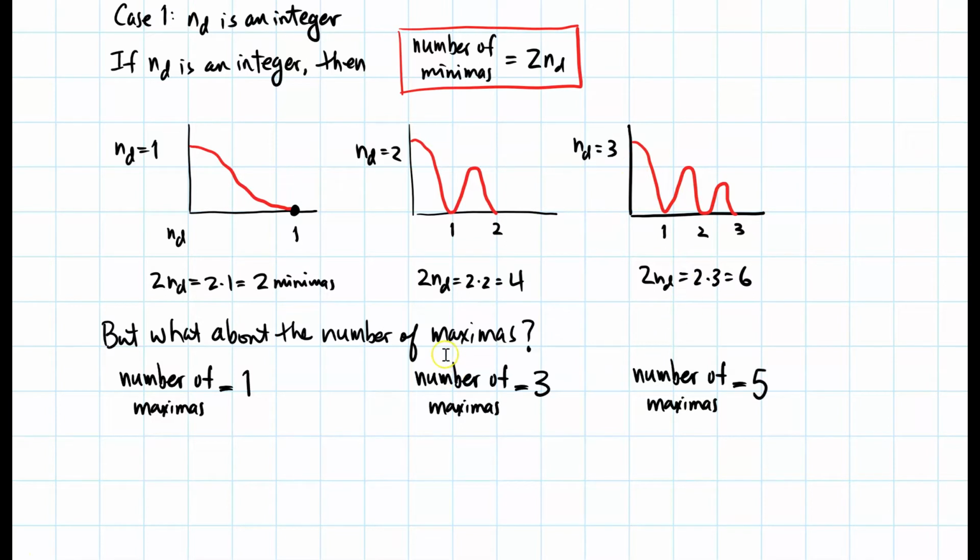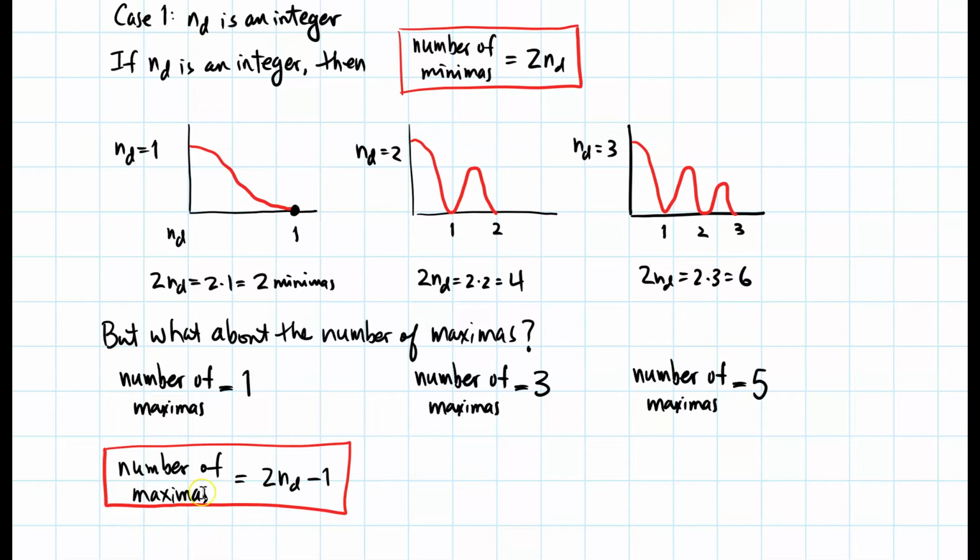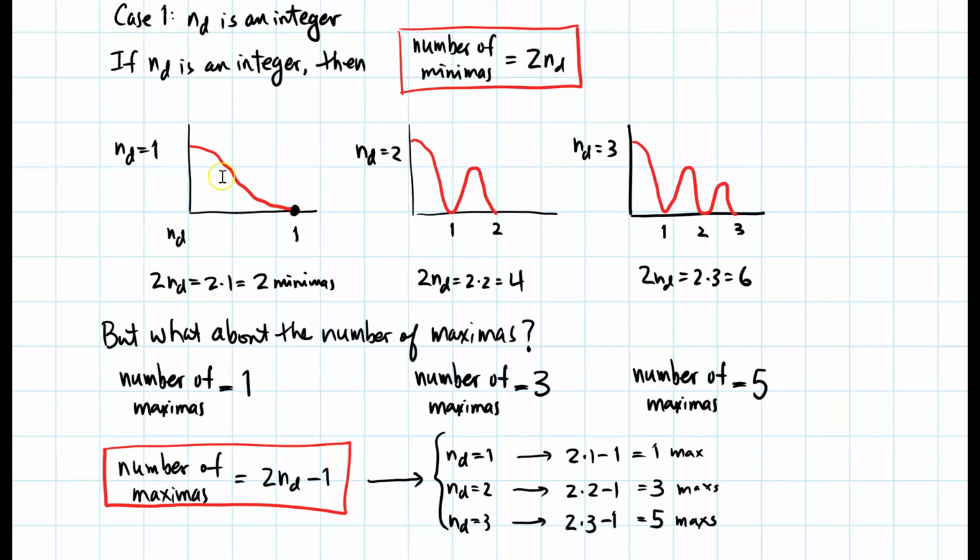So look at the pattern now. If I have 2 minimas, I have 1 max. If I have 4 minimas, I have 3 maxes. If I have 6 minimas, I have 5 maxes. Therefore, I can write this in summary. The number of maximas is equal to 2ND minus 1. Applying these to these 3 cases here, if I have ND equal to 1, then I'm going to get 2 times 1 minus 1, which gives me 1 max. If I have ND equal to 2, I get 2 times 2 minus 1, gives me 3 maxes. And then following, I get 5 maxes.